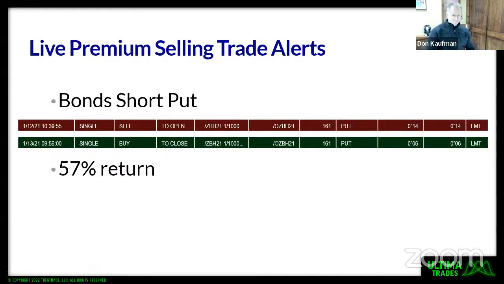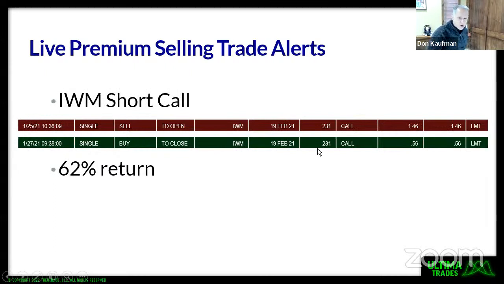Sometimes I trade bonds. You can see bonds right here, 57% return. Some people go, I've never traded bonds. One of the reasons to trade bonds, it's a great product, and it's really, really light in margin. So you can see bond short put, IWM short call. Here's another 53% return. I'm just going to run through Tesla, spiders.